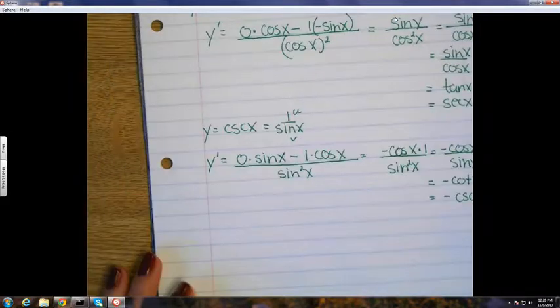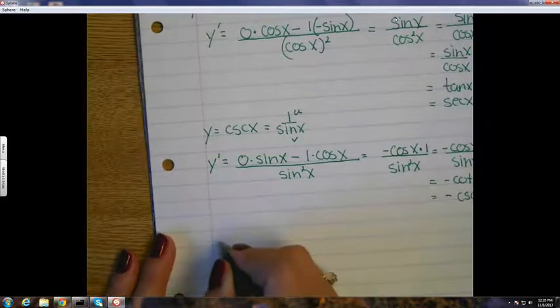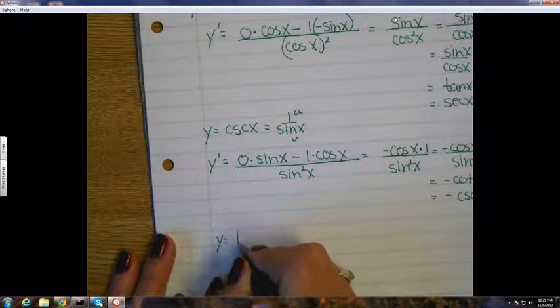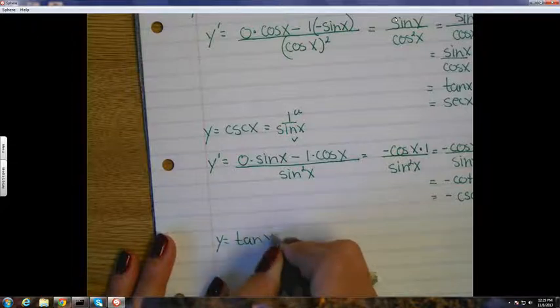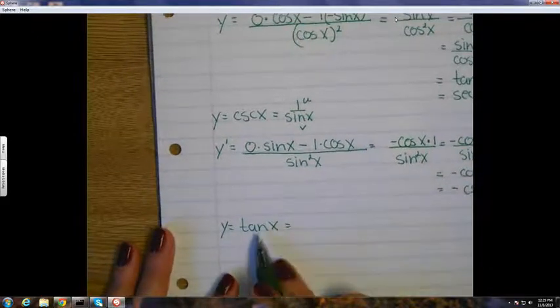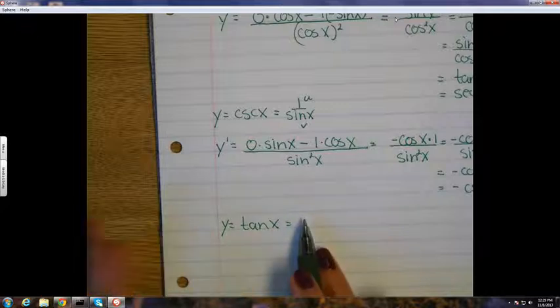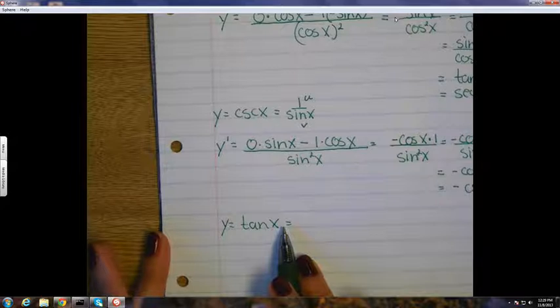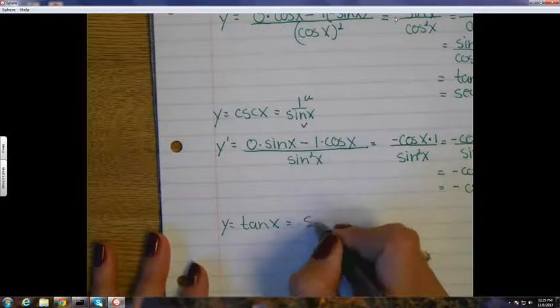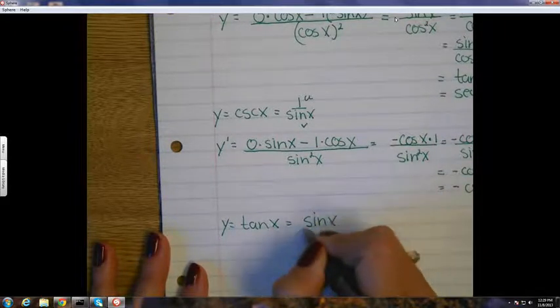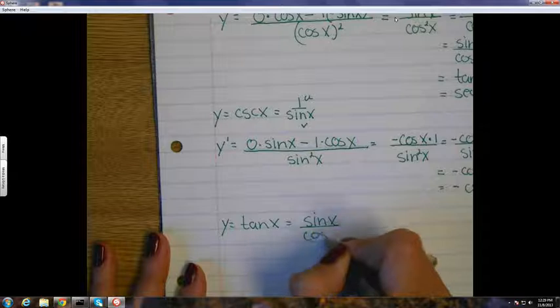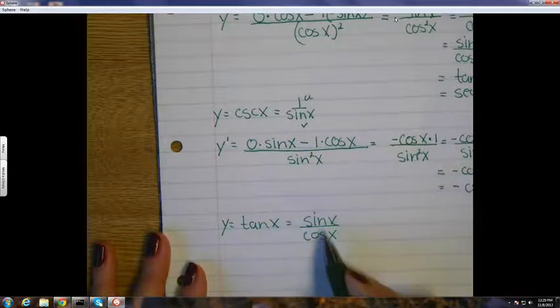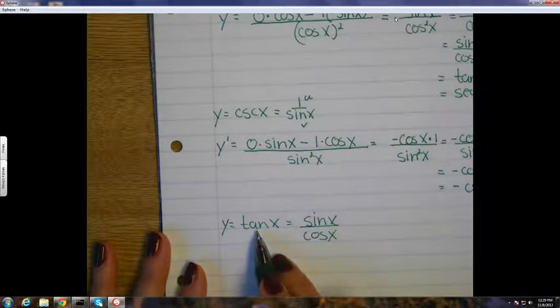Alright, tangent and cotangent are left. So we'll start with tangent. Your goal is to rewrite the trig function with sines and cosines, because those are the two rules that we knew how to find the derivative of. So tangent is, if you look on the back of that blue sheet, sine over cosine. We'll do the derivative of that, which will give us the derivative rule for tangent.